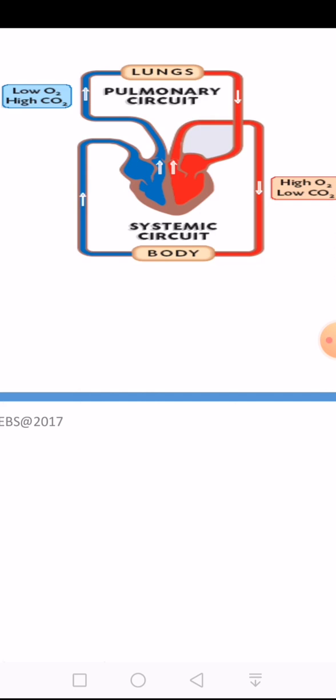Deoxygenated blood moves from the body to the heart through the tube called the vena cava. Then this deoxygenated blood will be pumped out from the heart and goes to the lungs through the tube called the pulmonary artery. In the lungs there will be gaseous exchange. That's where the blood will be purified.